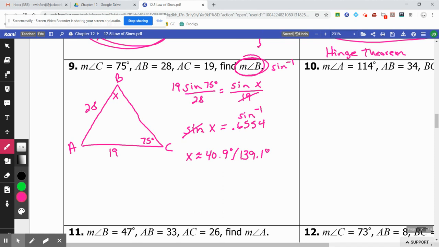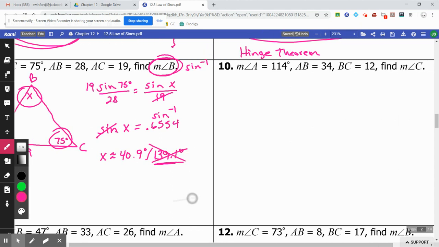Again, the next question is, are they both possible answers? Well, if x is 139.1, if you add that to 75, you're well over 180 already. However, 40.9 is going to be a legal answer. Next one.